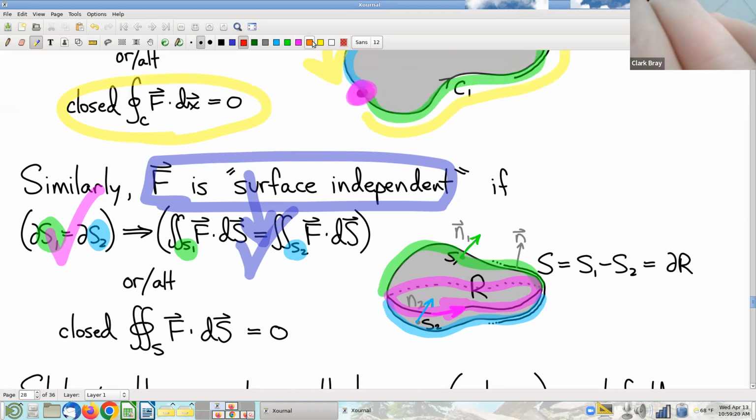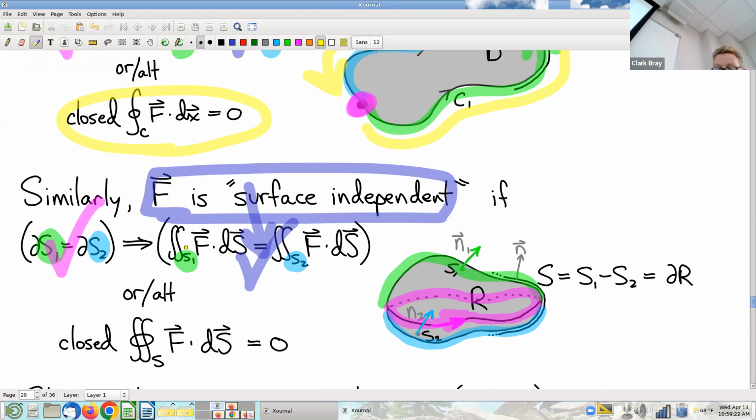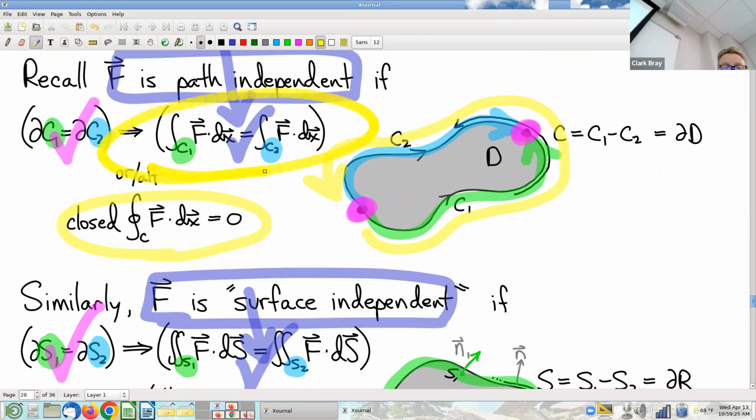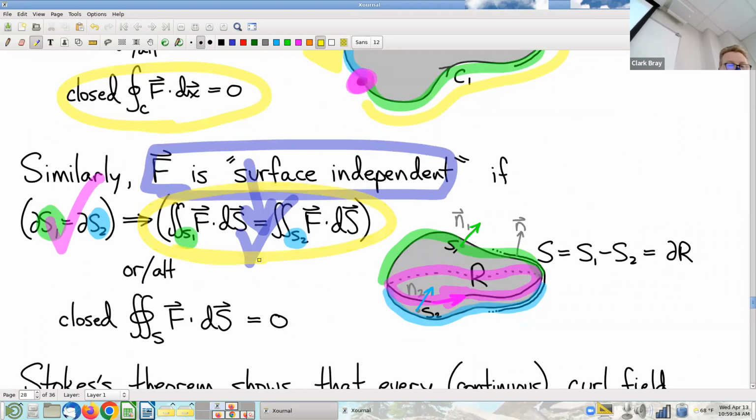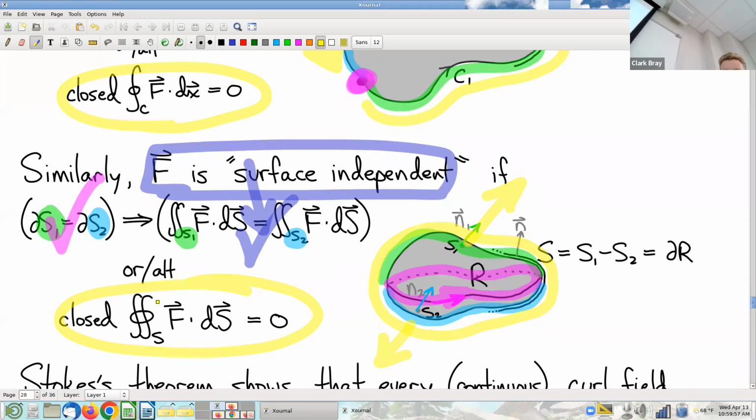In the same sense that these two line integrals being equal is the same as saying that there's a closed line integral that's 0, likewise here, these two fluxes being equal is the same as saying that the corresponding closed boundary flux is 0. And corresponding meaning the surface like this that is oriented this way. So two different points of view on surface independence.